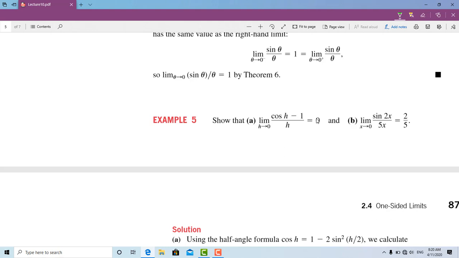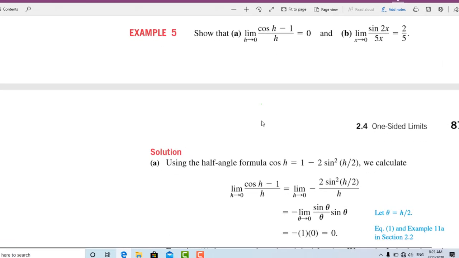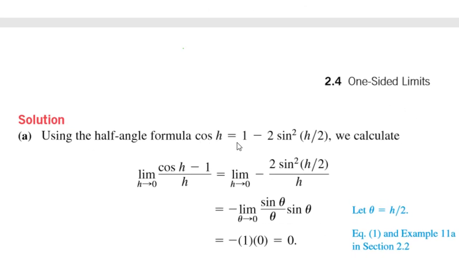Here we have to use the half angle formula for cosine h. We know the formula. Using the half angle formula, cosine h equals 1 minus 2 sine squared h over 2. We can calculate the limit as h tends to 0 of cosine h minus 1 over h, which equals the limit as h tends to 0 of minus 2 times sine squared h over 2, over h. Where did I get this minus here? Because it was cosine h minus 1. But cosine h itself equals this one, 1 minus this expression. Here we have 1.